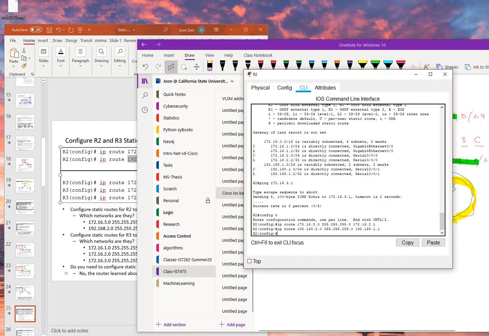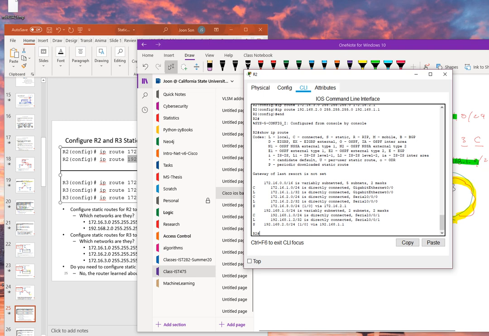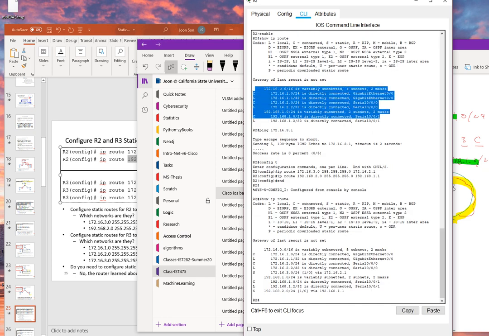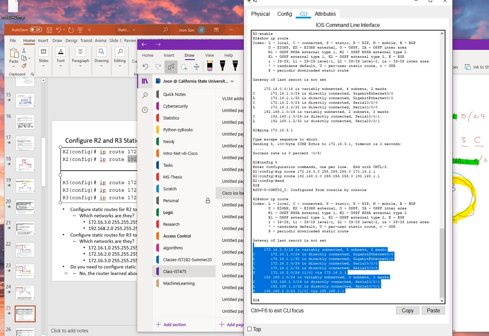Okay, now I'm done. I want you to type show ip route to compare the routing table. This is very important. This is the previous routing table without static routing, and now with static routing you can see the S. S is static routing. It means to get to this final destination, you have to go through this IP address. In order to reach this network, you have to go through this interface. So this is the routing table after static routing is configured on R2.